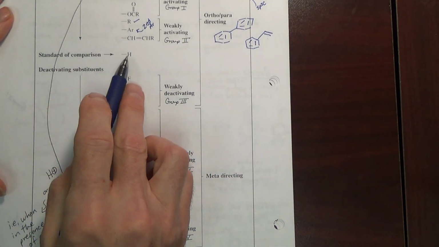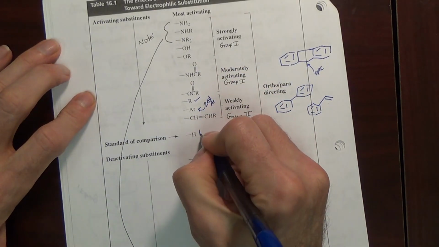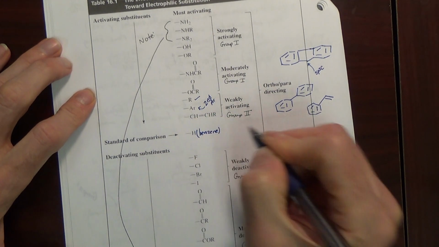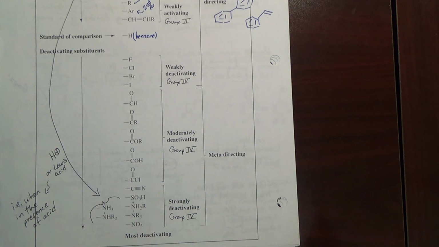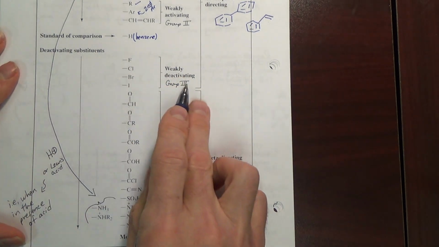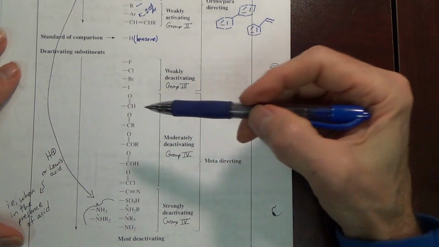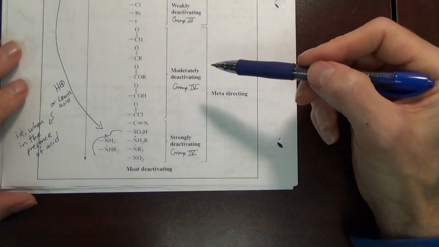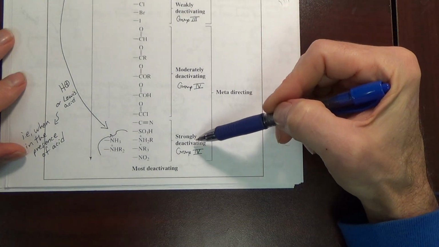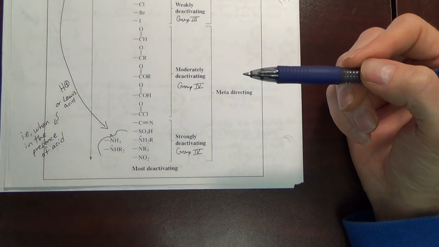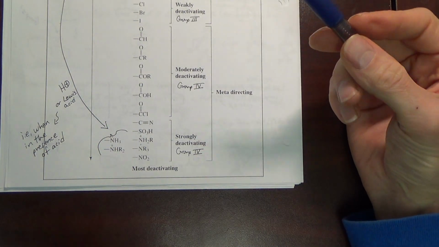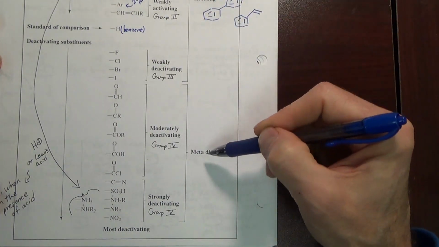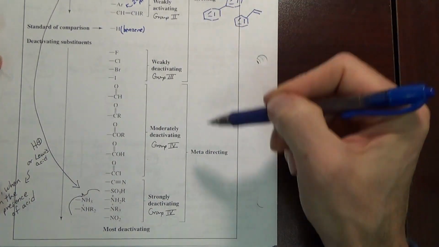Standard of comparison is H. This is where it would just be benzene, yeah? Then your halogens are your group 3. And then all of these I would consider group 4. They just distinguish between moderate and strong deactivating. Now the directing effects are also shown here. We will talk about the directing effects in the next video.